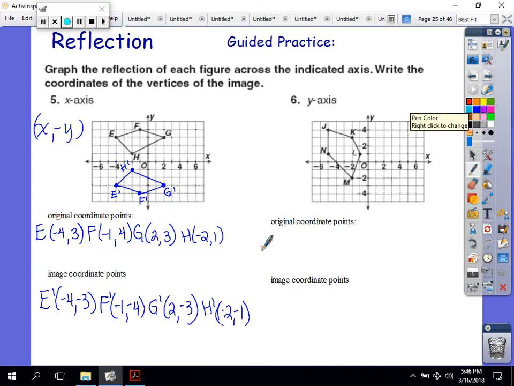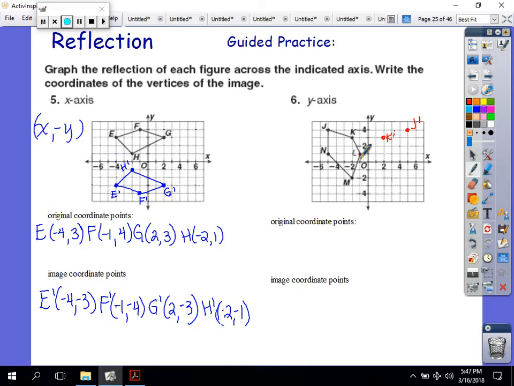For the y-axis, we have this figure here, JKLMN. The y-axis is your vertical axis here. So we're going to start with J, and we're going to count how many hops to the y-axis. So 1, 2, 3, 4, 5 hops. So we'll go the same amount in the opposite direction across the y-axis. 1, 2, 3, 4, 5. And label it J prime. Okay, 1, 2, 1, 2.